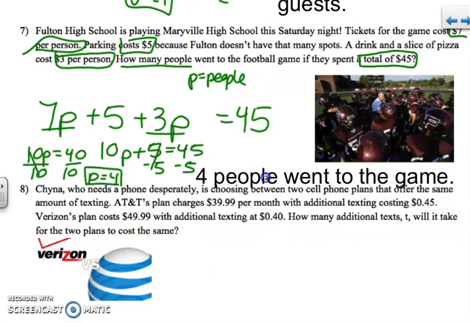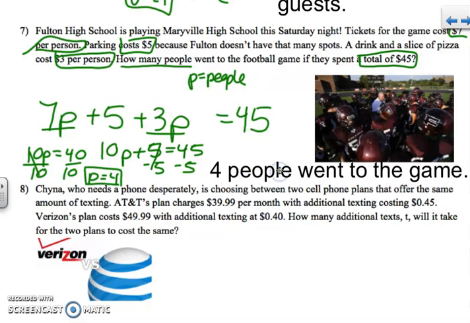All right. Last problem. China, who desperately needs a phone, is choosing between 2 cell phone plans that offer the same amount of texting. AT&T, this plan charges $39.99 a month, with additional texting costing 45 cents. Verizon's plan is $49.99 with additional texting at 40 cents. So how many texts or additional texts T will it take for the 2 plans to cost the same? So notice again, I don't have a total. I'm dealing with 2 different scenarios. And then they gave me my variable. So T is going to mean texts.